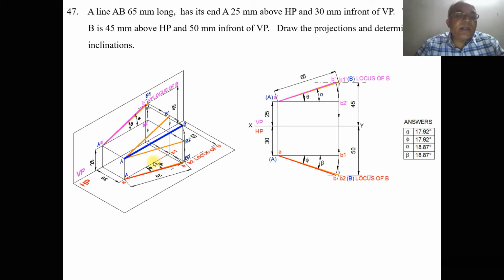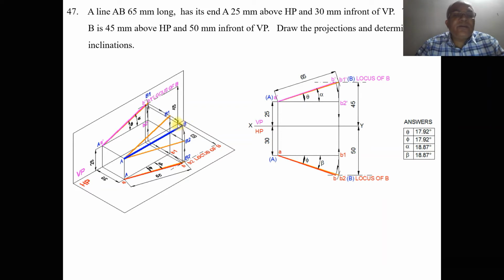Therefore, the line is parallel to VP. Since the line is parallel to VP, you are getting the true length here, which is A dash B1 dash. So now, with A as center, taking the radius of AB1, which is in space, it is rotated till B1 cuts the locus of B in the top view. Where is the locus of B in the top view?